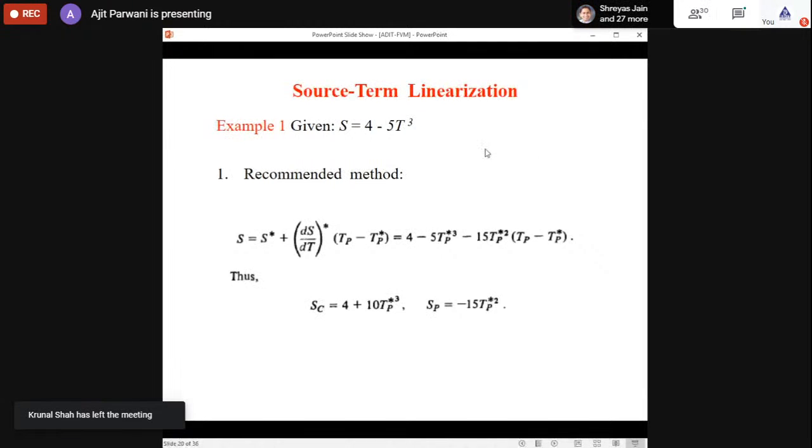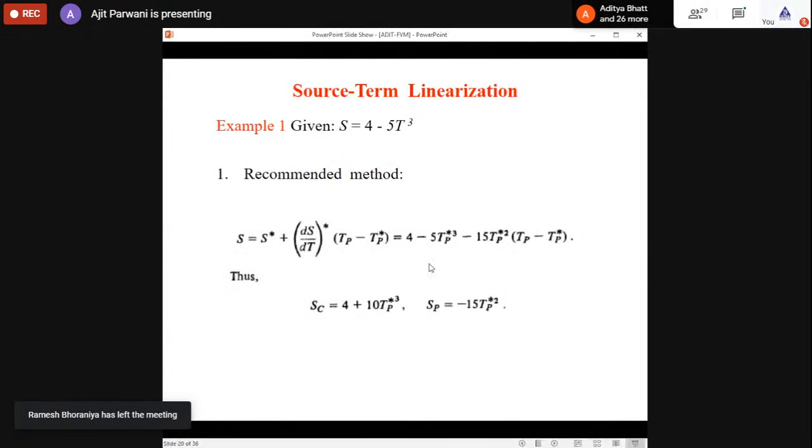SC is the constant term, and SP is the variable term, the variable at the point P. So these star values come in the constant term, and this value is in the SP term. SP Tp means that SP is equal to minus 15 Tp star squared. In this way, we have linearized this non-linear equation.